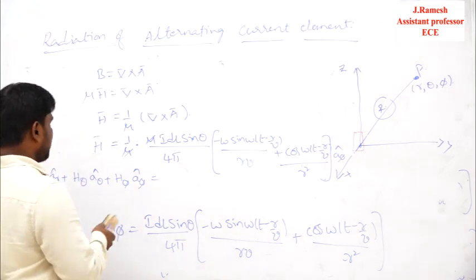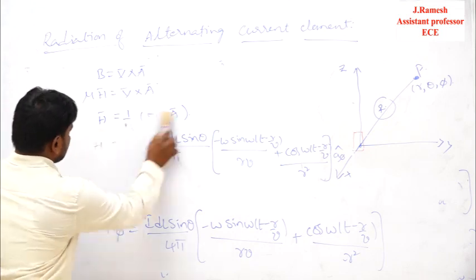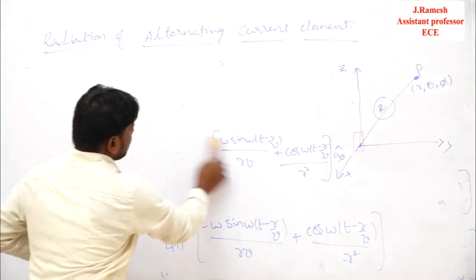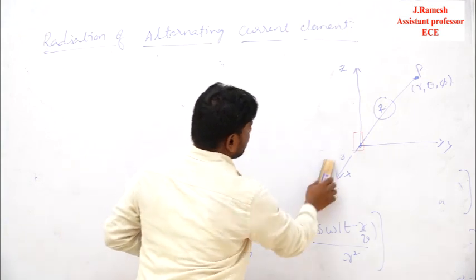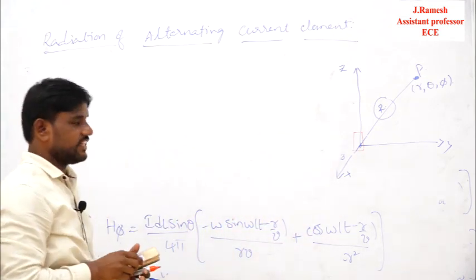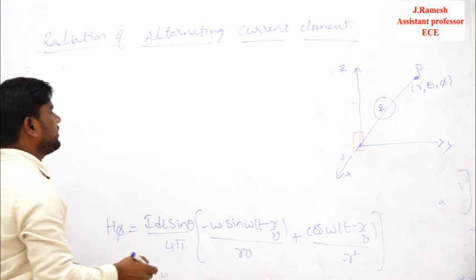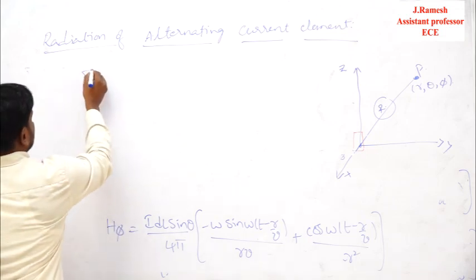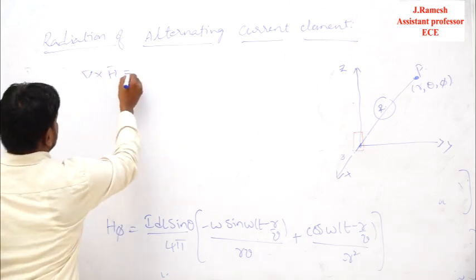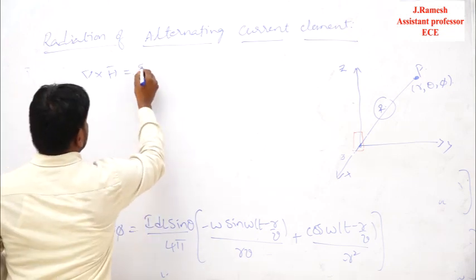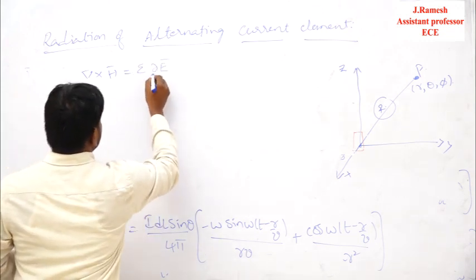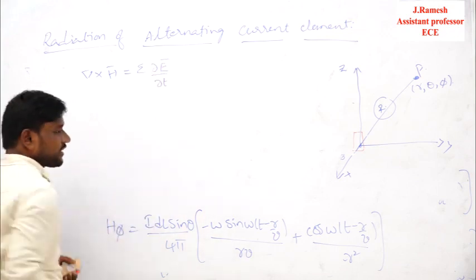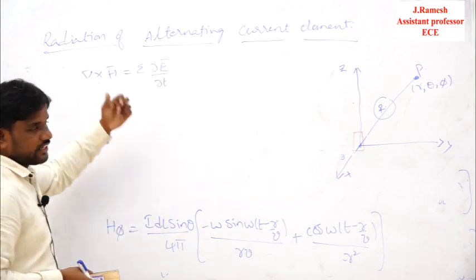So now again we have one more relation between magnetic field and electric field, that is given by our Maxwell. The relation between the electric field and magnetic field is simply given as curl of H bar should be equal to epsilon of dou E by dou t. So this is an electric field, so this is a magnetic field.